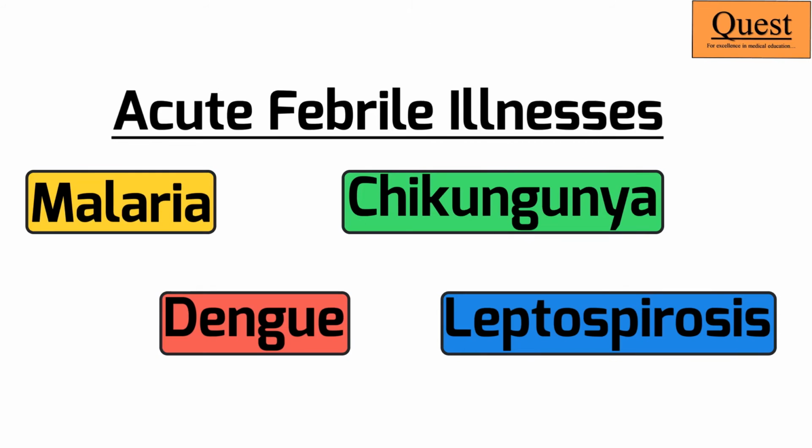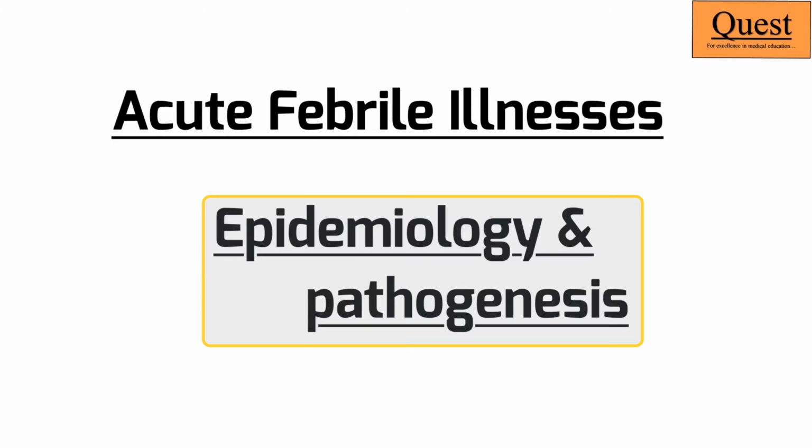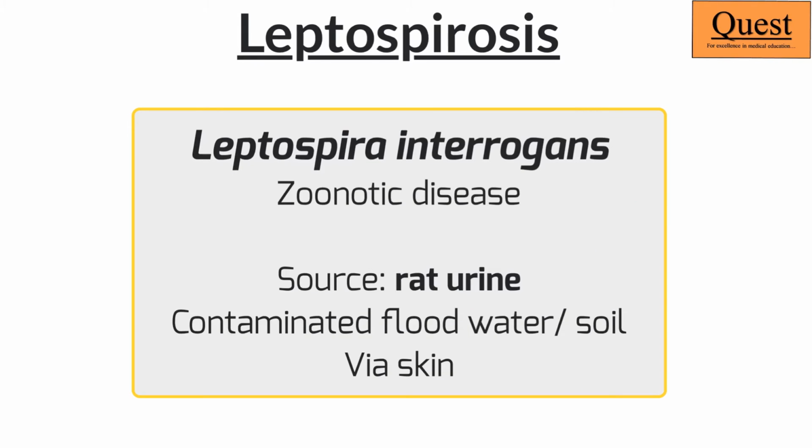Now we have seen the clinical profile of malaria, dengue, chikungunya and leptospirosis. Now let's go to the source. Where are these diseases emerging from? Well, the easiest to understand is leptospirosis. That's a zoonotic disease. It's a spirochete known as Leptospira interrogans, and it is the rat urine which is the most common source for us in humans. This rat urine would contaminate the flood waters, and from flood waters it would enter into the human skin.